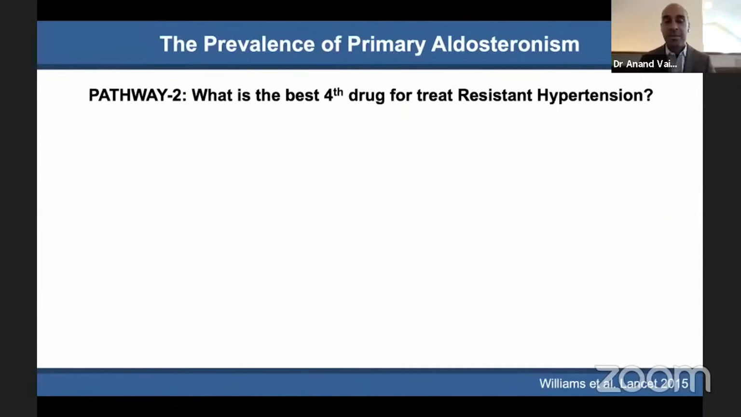So here's another example of how common primary aldosteronism is. This was the Pathway 2 study. This was a randomized controlled trial that was used to investigate what is the best fourth drug for resistant hypertension. In other words, if a hypertensive patient is on an ACE or an ARB, calcium channel blocker and diuretic, and you still need something for blood pressure control, what should be used?